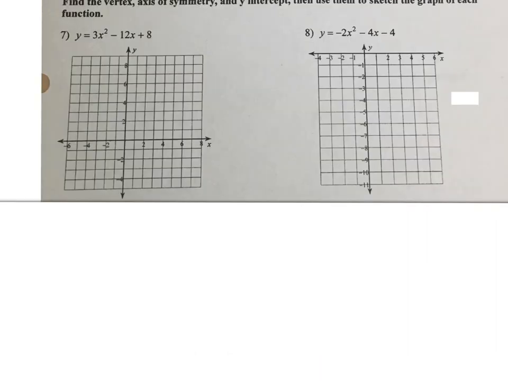All right, next up here, number 8, we're going to find the vertex, axis of symmetry, and y-intercept. So let's start off with the vertex. And so for the vertex, we always start off with x equals -b over 2a. We do have a -b here, so b is -4, so we're going to put +4 over 2 times -2. And so that's 4 over -4, and that's -1. And so that's our x value.